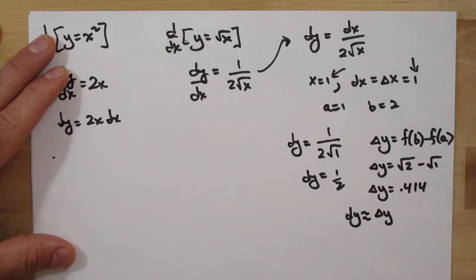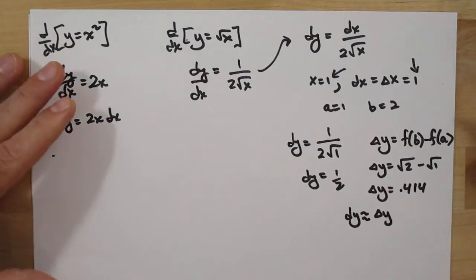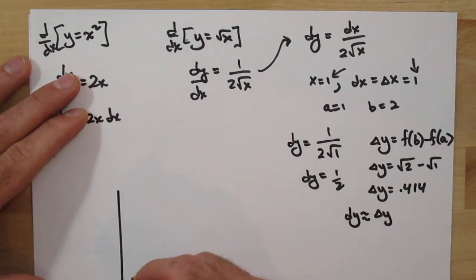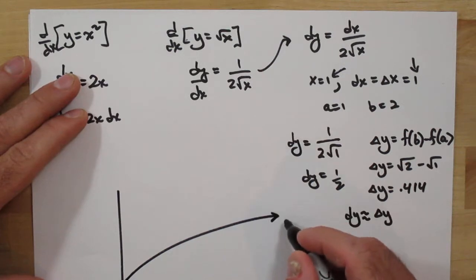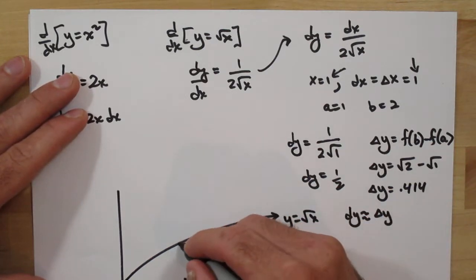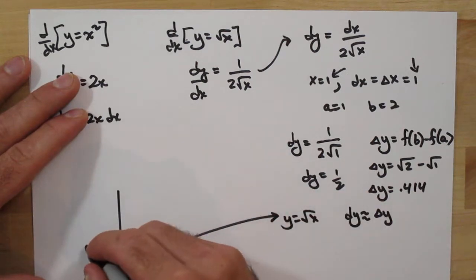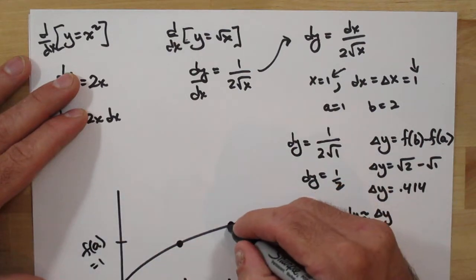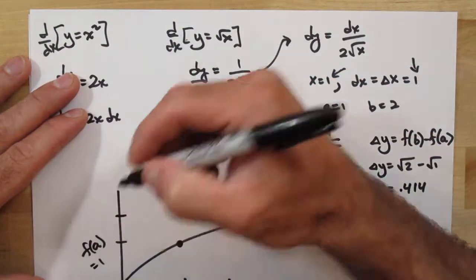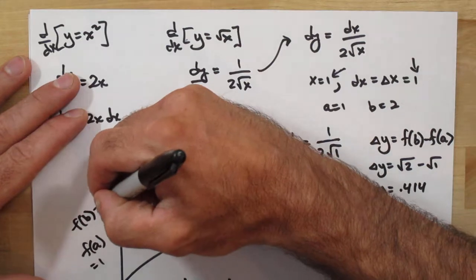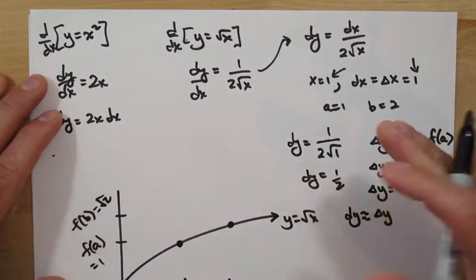In part C of this question on your notes, it asks to sketch a graph showing the line segments with lengths dx, dy, and delta y. So let's do that right here. So here is y equals square root of x. And let's go from 1 to 2. It's not to scale, but we can handle it. Here's f of a, f of 1, which equals 1. And here's f of b. This is going to be an interesting scenario just because of how close this is, but we'll work with it.